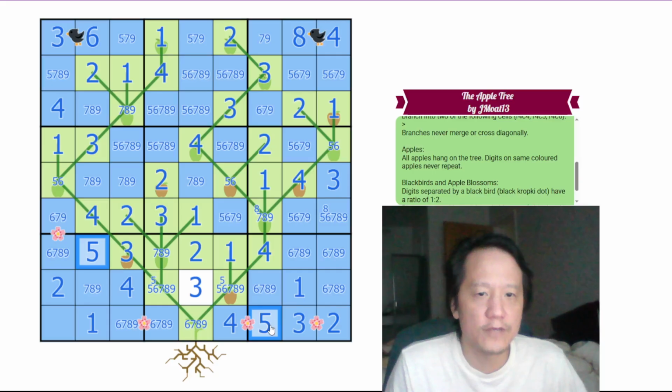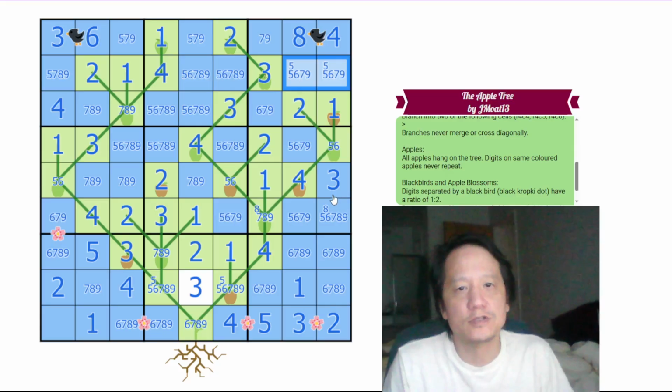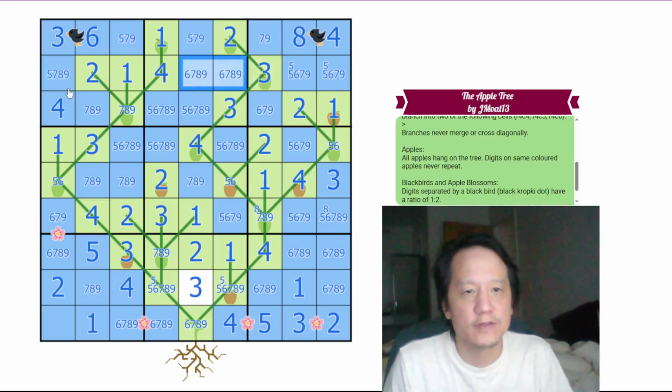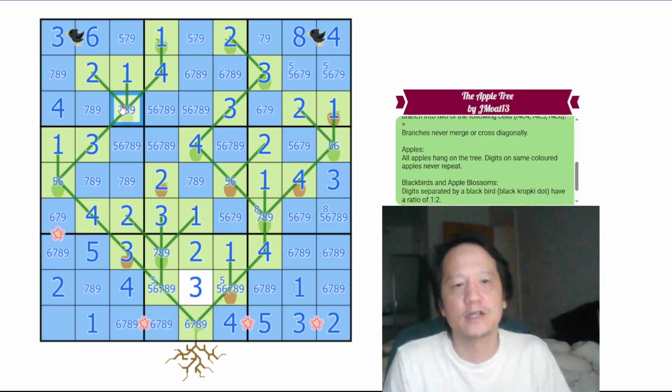We do not have all the 5s. 5 must be one of these 2 digits, because it can't be here anymore. So this can't be 5, and this can't be 5. We have a 7, 8, 9 triplet now in box 1, which eliminates 7, 8, and 9 in the rest of the box. Therefore, this can't be 7 or 9, therefore it's 5.